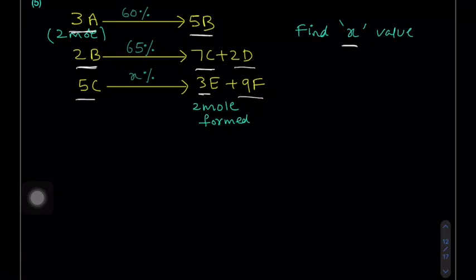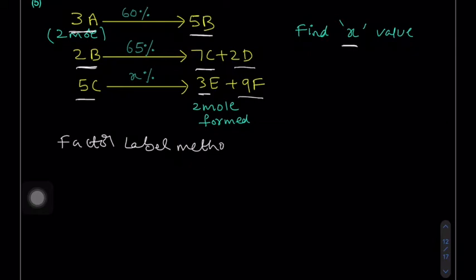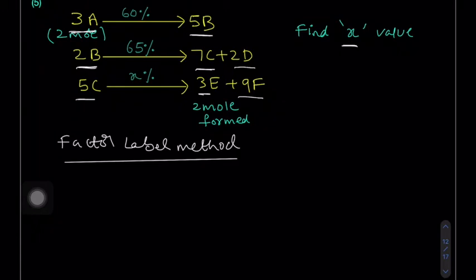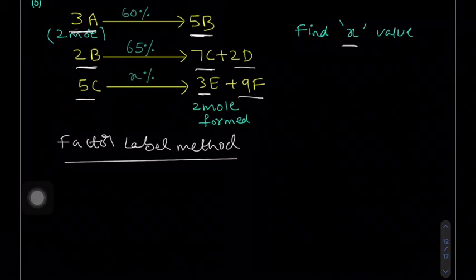Okay. Now what I am doing here, I am directly applying the factor label method. Once again, what is the factor label method? Here you see, 3 moles of A gives 5 moles of B. So 2 moles of A will give how many moles of B? From which we will obtain the number of moles of B.